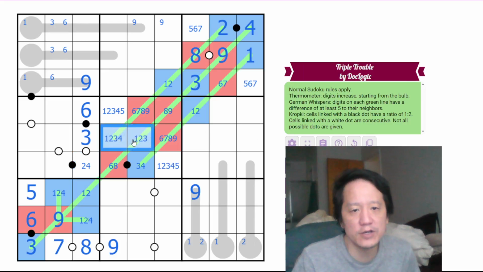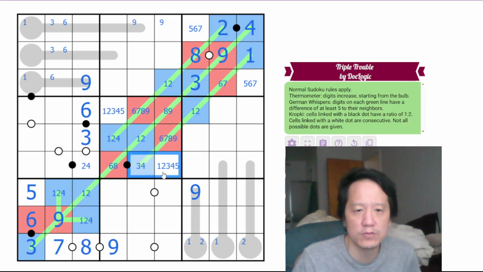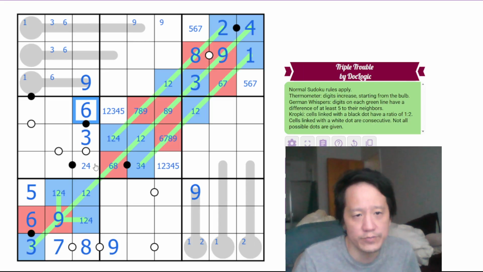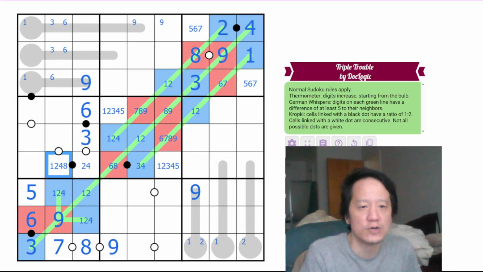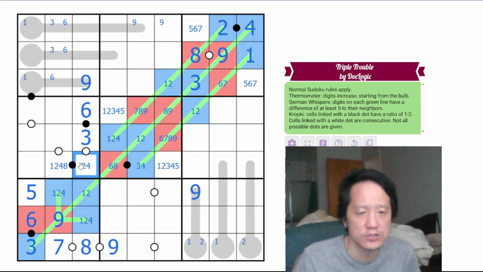Okay. 3 cannot be any of these. So 3 can be here or one of these two. 6 cannot be here because of the 6 in the row. This 2, 4 can be next to 1, 2, 4, or 8. If this were 1 here, that would force 2 to be both here, to be consecutive with it, and here to be in a 1 to 2 ratio. So this can never be 1.